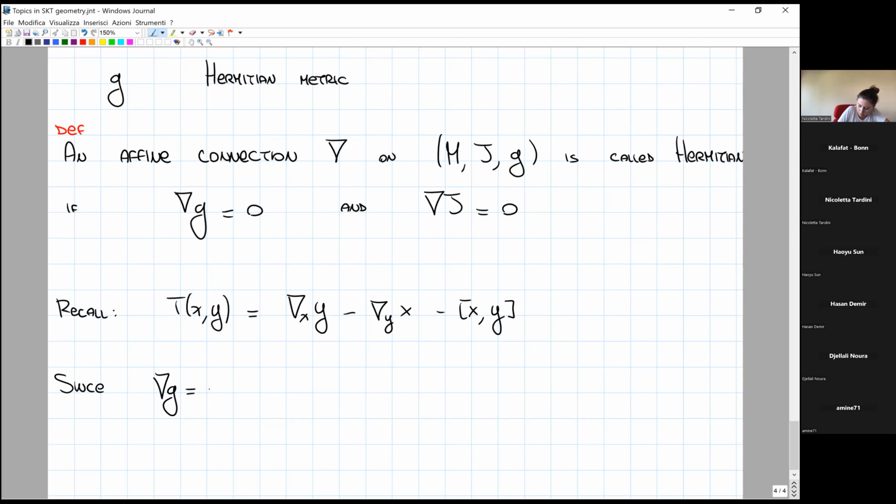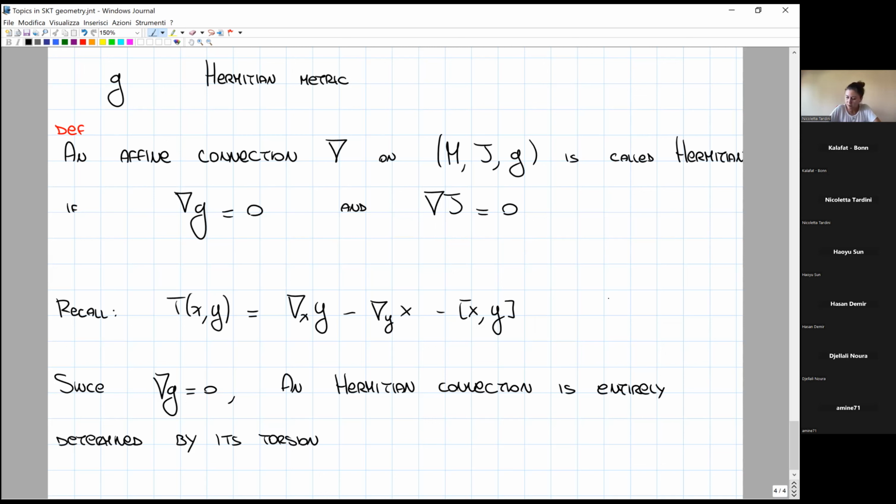Okay, so since nabla G is equal to zero, so the metric is preserved, an Hermitian connection is entirely determined by its torsion. Okay, so this is the torsion.